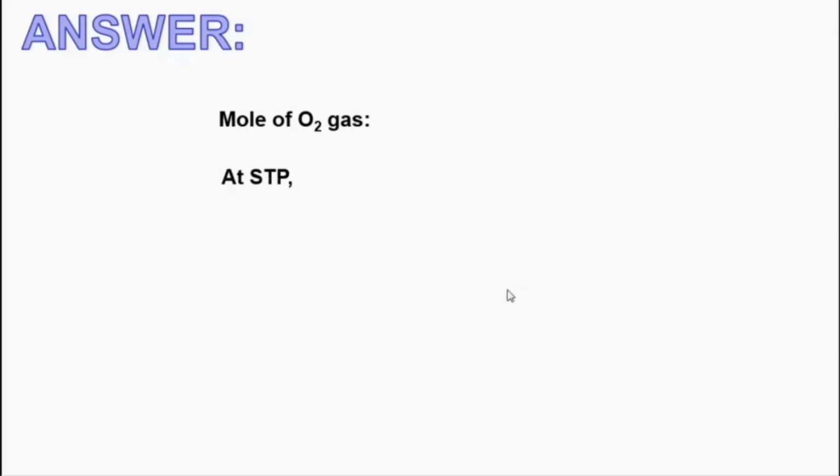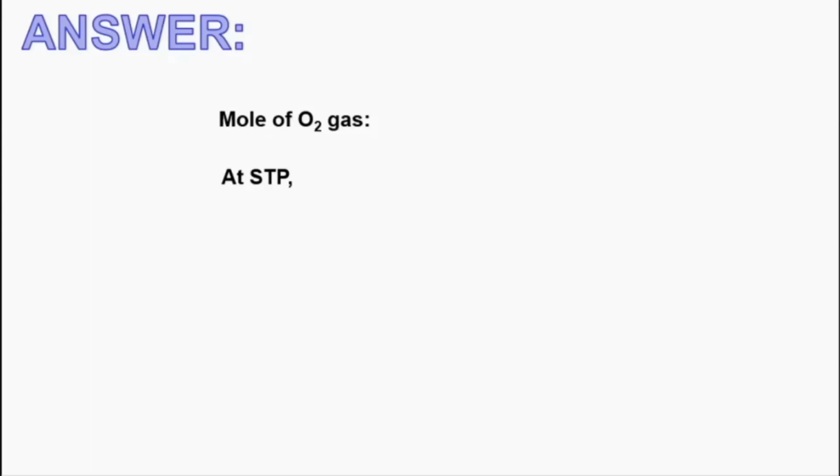In the question, it is stated that this reaction occurred at STP. Do you know what STP is? STP is standard temperature and pressure. What are the conditions for STP? The temperature is 0 degrees Celsius and the pressure is 1 atm. These two conditions are what we call STP, standard temperature and pressure.